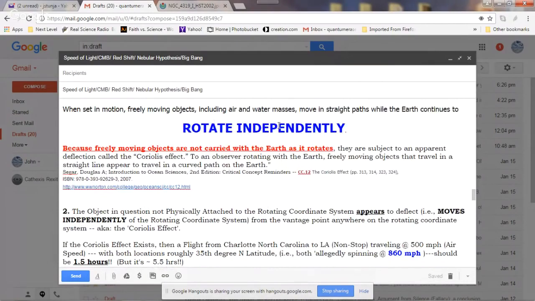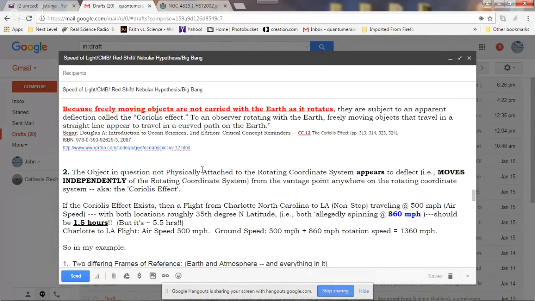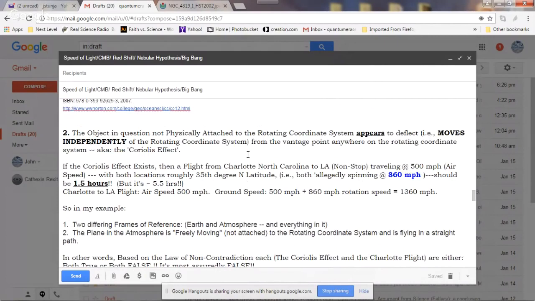And we read through the definition before. When set in motion, freely moving objects, including air and water masses, move in straight paths while the Earth continues to rotate independently. Moving objects are not carried with the Earth as it rotates. They are subject to an apparent deflection called the Coriolis effect. Right? The object in question, not physically attached to the rotating coordinate system, appears to deflect, moves independently of the rotating coordinate system. There's those two systems again. And it appears to deflect.